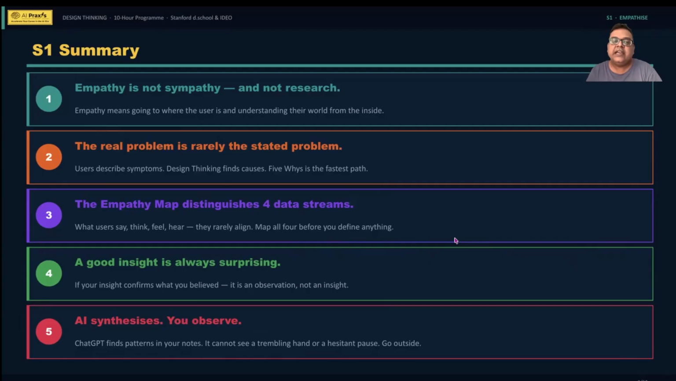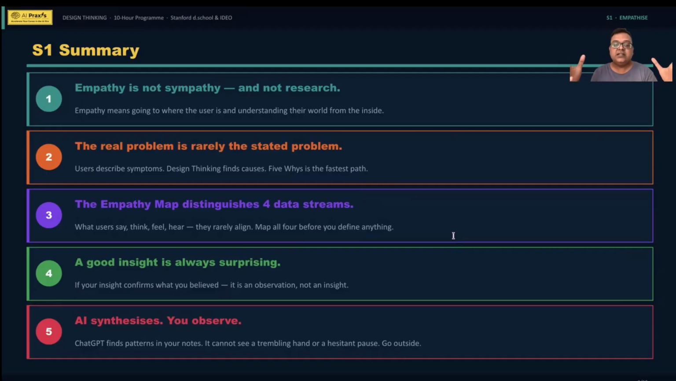And lesson number 5 is AI synthesizes, humans empathize. Today's final lesson is all about AI, and AI is an amazing assistant. It can organize your notes, find patterns, suggest insights, challenge assumptions, but AI cannot replace empathy. It cannot observe a hesitant smile. So your achievement for the day is you now have a completed empathy interview, empathy map, insight statements, and a much deeper understanding of your user.